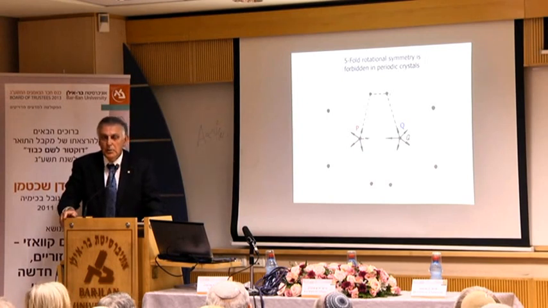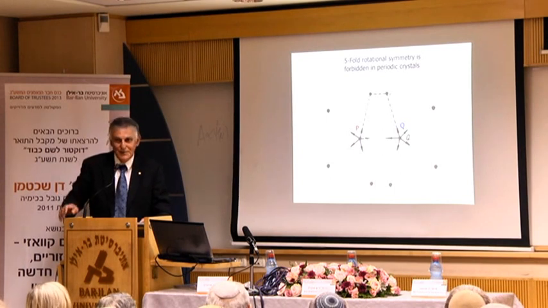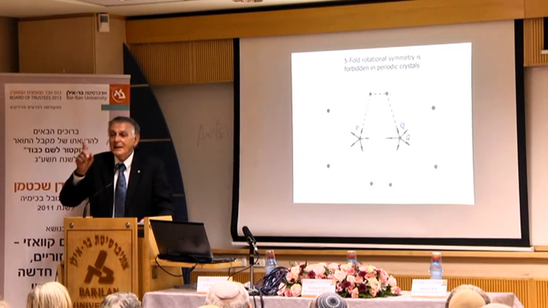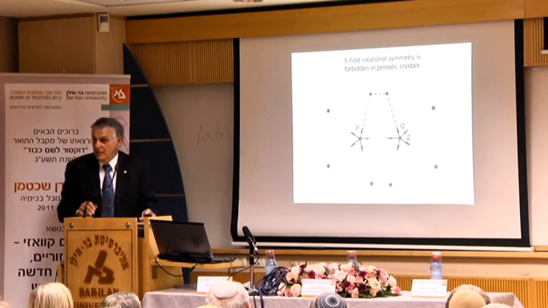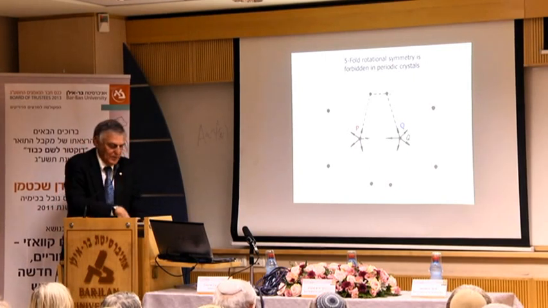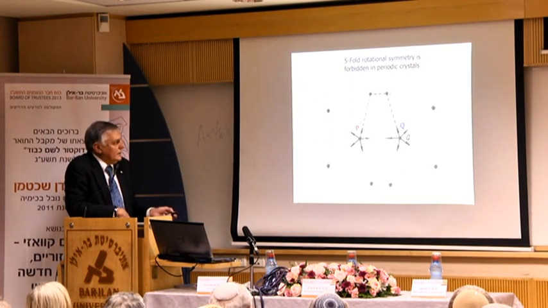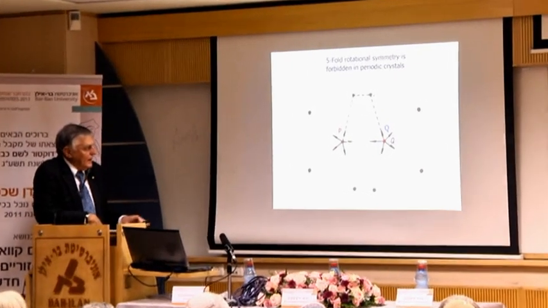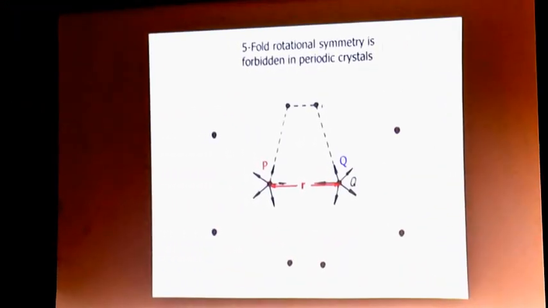So let me show you one way in which you can prove that five-fold rotation symmetry cannot exist in periodic crystals, because all crystals were periodic. So this is still true. In periodic crystals, you cannot have five-fold rotation symmetry. So one of the ways to prove it is this way. Let's take two atoms, atom P and atom Q, in a periodic lattice, and make the distance between them R so that this is the shortest distance between two atoms in that lattice. These are the two closest atoms that I can find in that lattice. Very well.